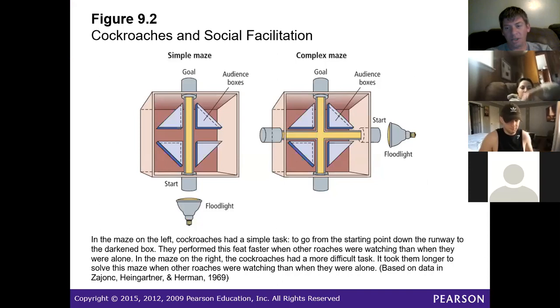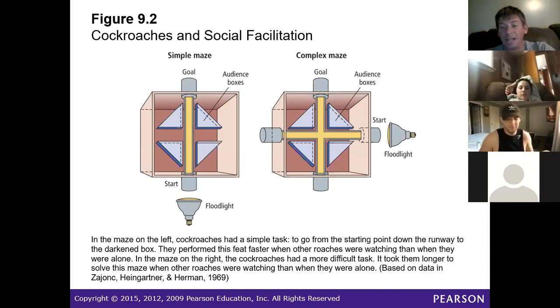So here's the cockroach experiment. So cockroaches don't like light. They run from light. They like the dark. And what they did is they had cockroaches. Now look at the left diagram here. They would put a cockroach in the start point here. Then they would shine a light at the start point, which would motivate it to get to the other side where there is no light. Simple, right? That's their motivation. That's the goal. And it's a very simple maze. It's a straight line.